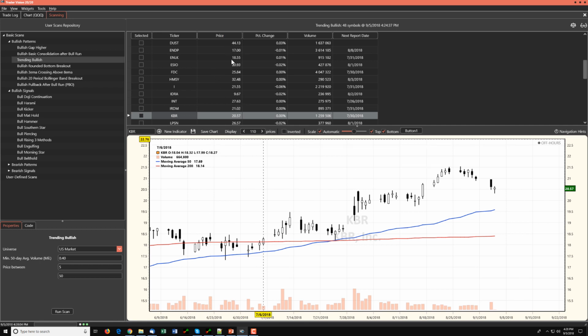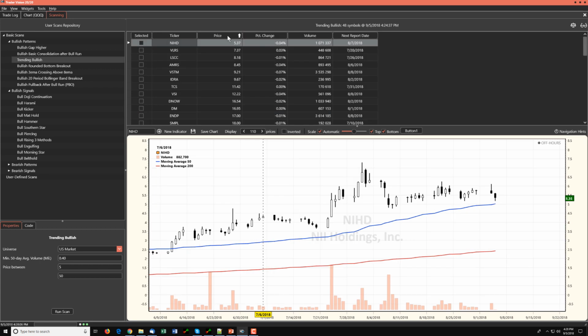Things that I have not covered today, such as you can sort the results by price if you want, or we've got to make a fix on this. This is off by a multiplier of 100, but nonetheless, you could sort by the volume, or by the percent change, or by the ticker, or even by the next report date if you prefer. Okay, no questions. Let me move on then.